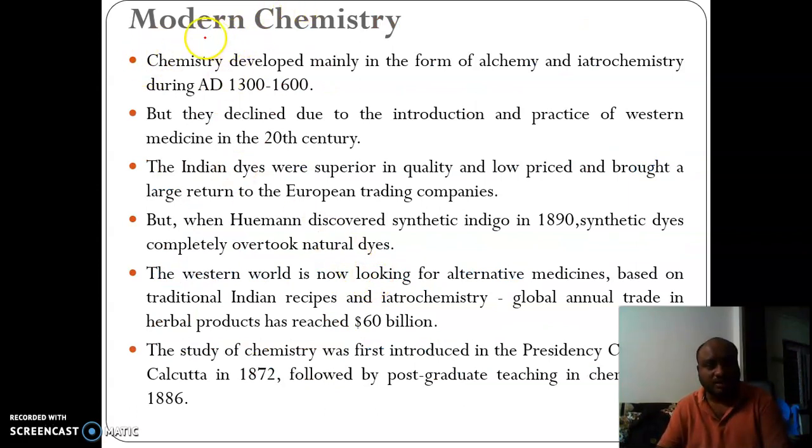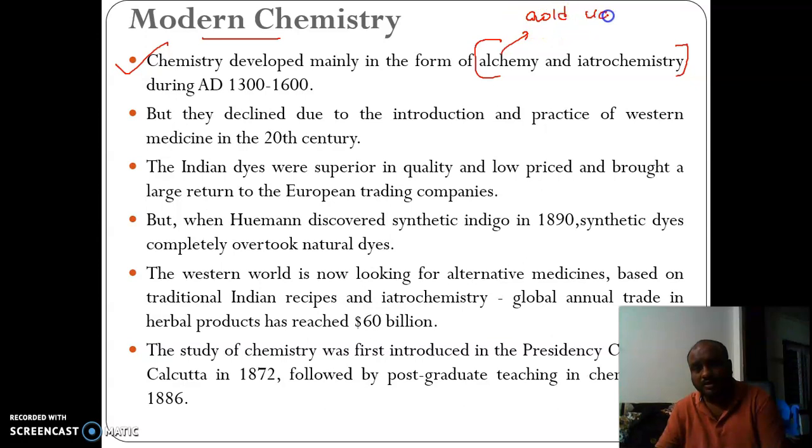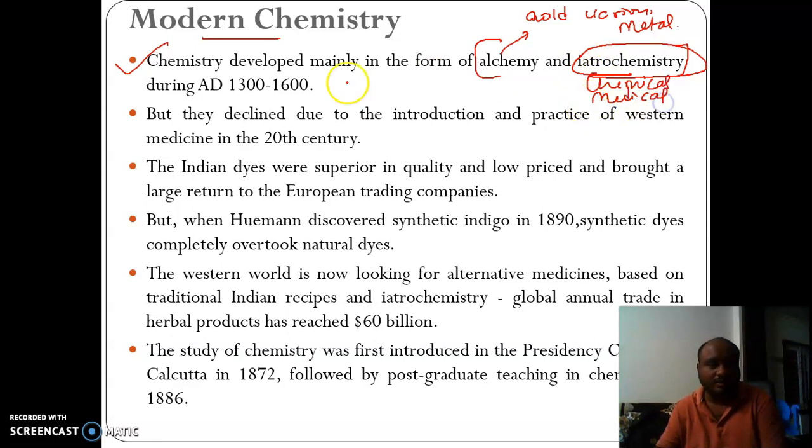Coming to modern chemistry, it developed mainly in two forms: alchemy and iatrochemistry. Alchemy is preparing gold from various metals, which is considered a belief nowadays as it has no proof. Iatrochemistry deals with chemical practices to help medical science. These forms declined due to the introduction of Western medicine in the 20th century.